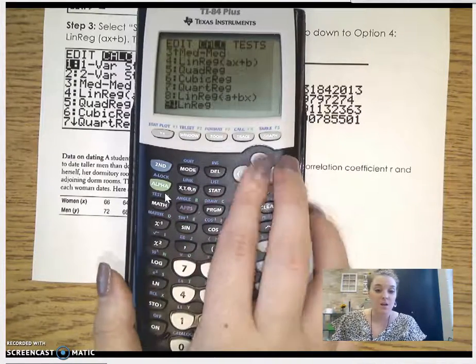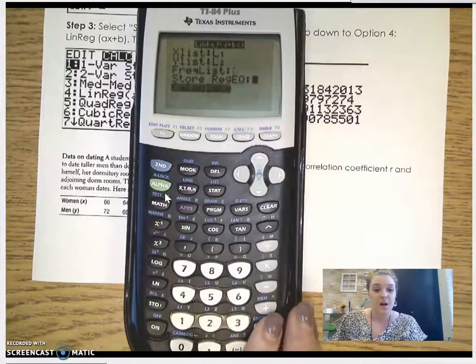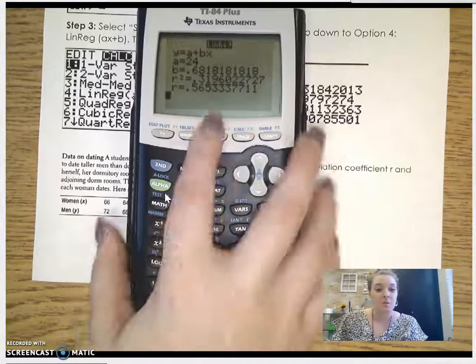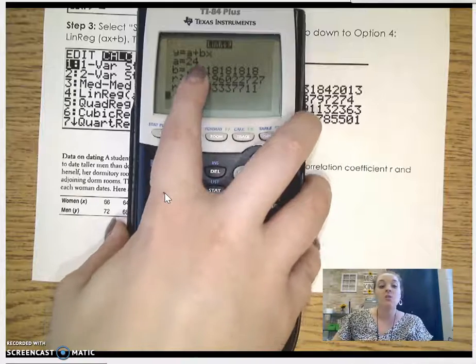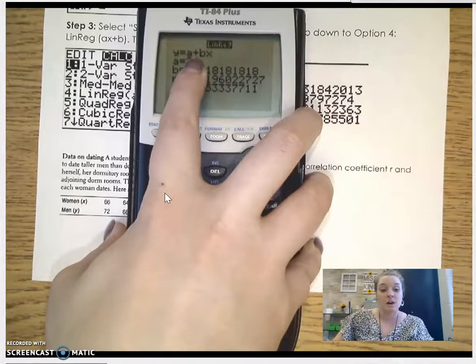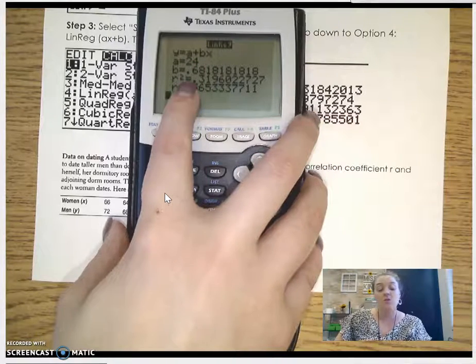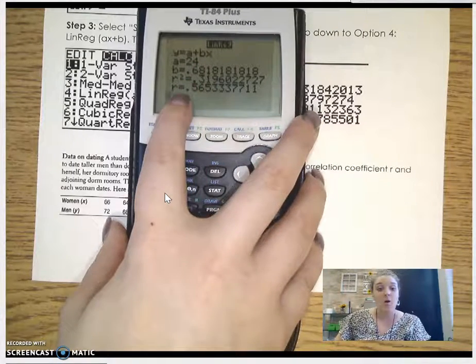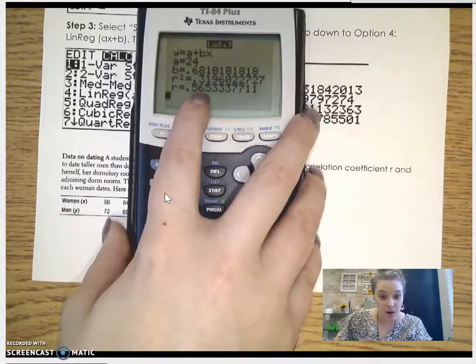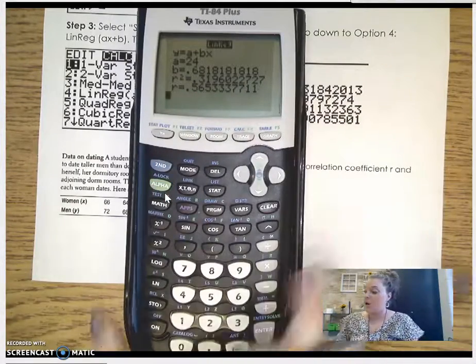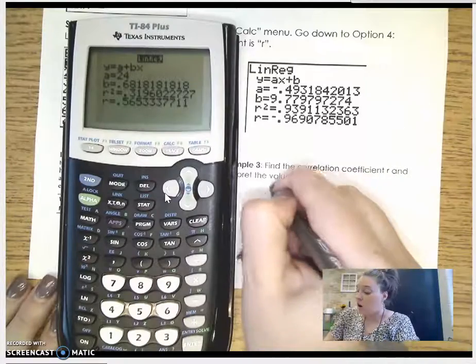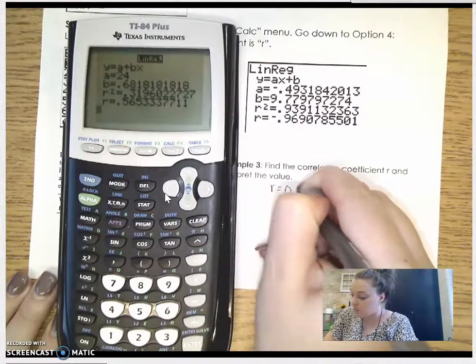So I'm going to do the same thing, go down to number 8. Now that my diagnostics are on, I'm going to get a little bit more information. So my a value is going to be my y-intercept. My b value is going to be my slope. My r-squared value, don't worry about that for right now. But the r value is 0.565. So r equals, r being your correlation coefficient, 0.565.